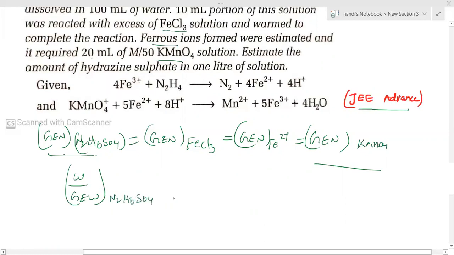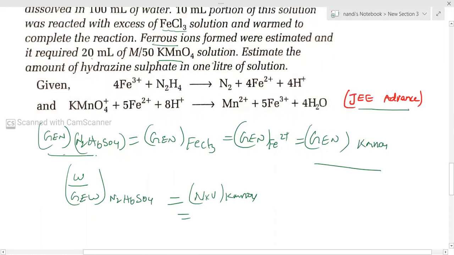N2H6SO4. Now we can check the Gn of KMnO4 in terms of the given volume and molarity. We can use this in terms of normality into volume. So you can write here normality. In acidic medium, they mention very clearly. What is the N factor going to be here?